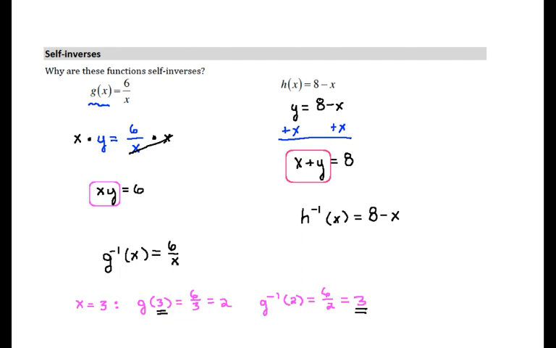So if you find an inverse of something, maybe you didn't think of this first, if you find an inverse and what you're finding is that it looks an awful lot like the function you started with, it might be the case that your function is of the form a constant divided by x, or of the form a constant minus x, in which case you can expect that it's a self-inverse. There are others as well, but these two are the most obvious, most common.